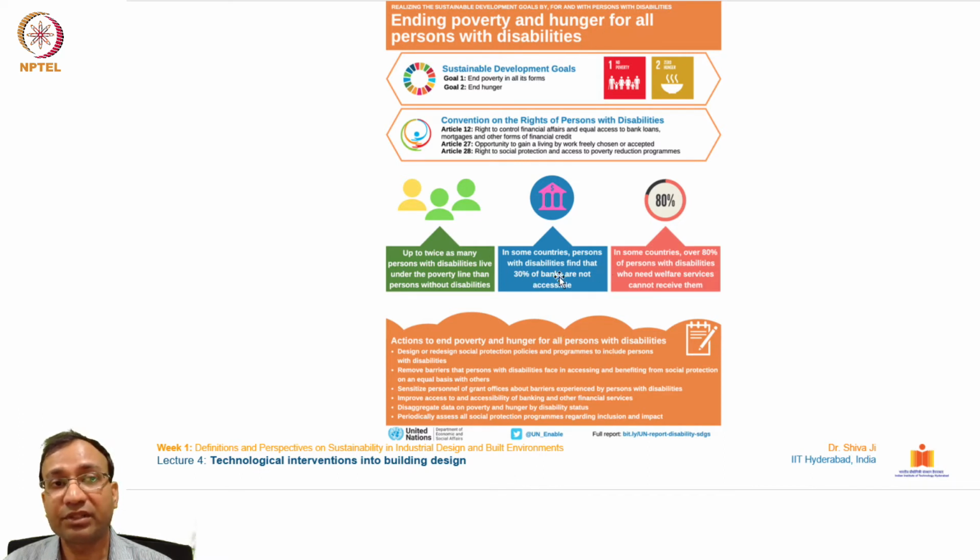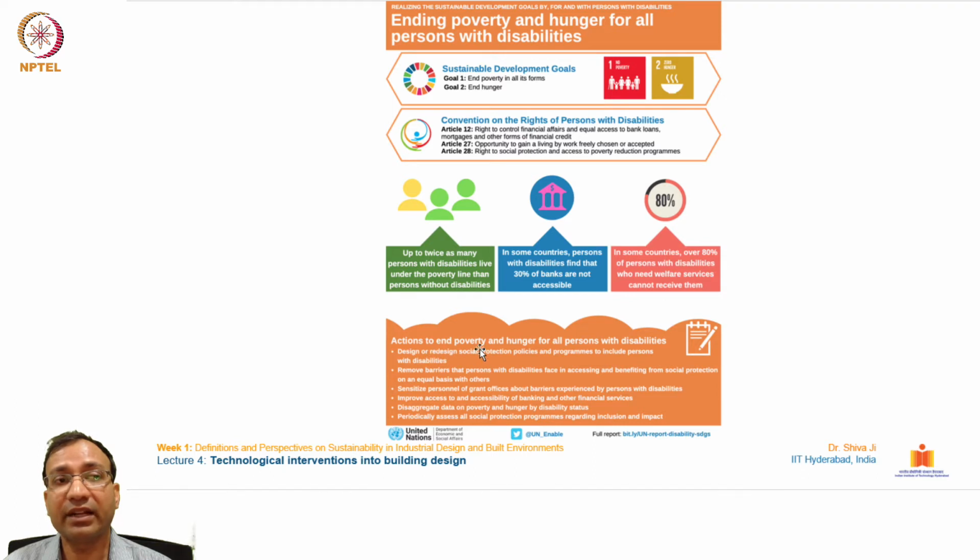In some countries, persons with disabilities find that 30% of banks are not accessible to them. So this is one of the additional challenges they face by being a disabled person; they do not get equal access to such services. Further, in some countries, over 80% of persons with disabilities who need welfare services cannot receive them. So these are the indicators from our society, from our different countries, which give a glimpse of how vulnerable this group is on these two considerations.